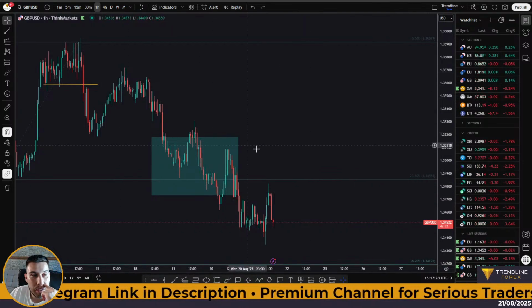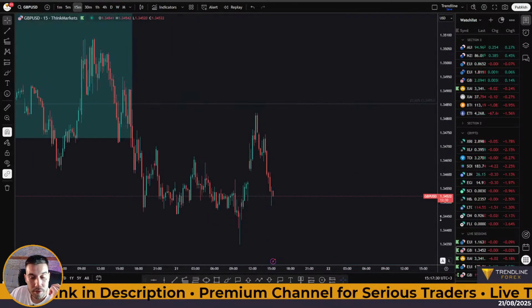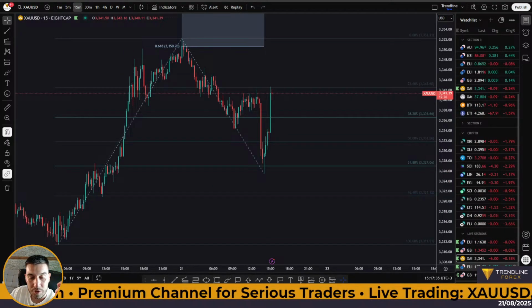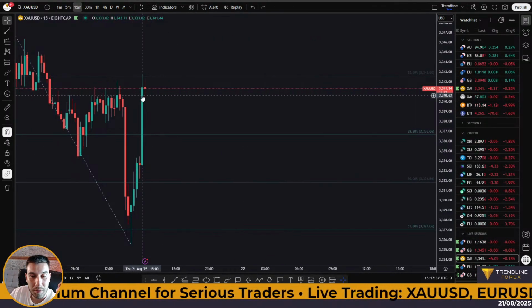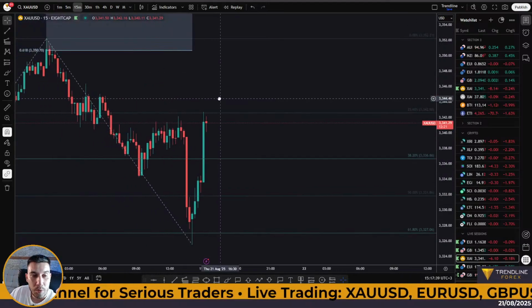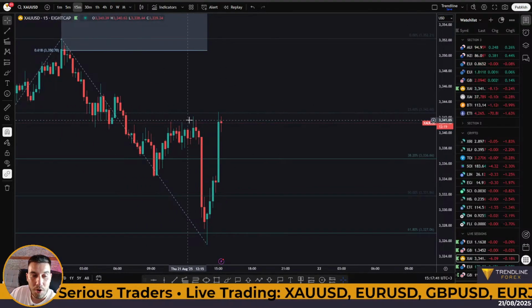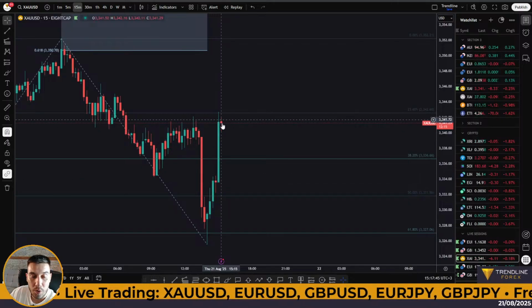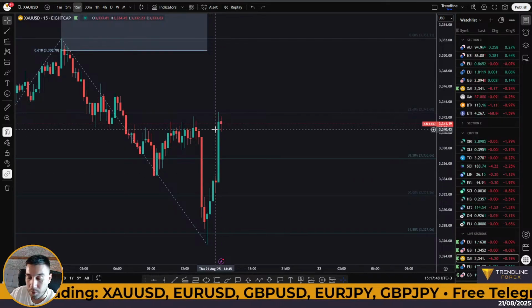So anyways, it's looking good. I do like the setups. We just need some extra confirmation. So here is how the 15-minute candle closed on gold. We couldn't quite break and close above this previous high, but at least this momentum is definitely showing strength for the bulls.